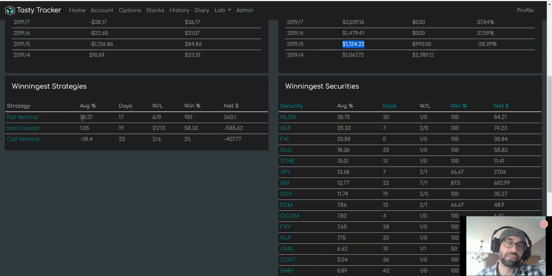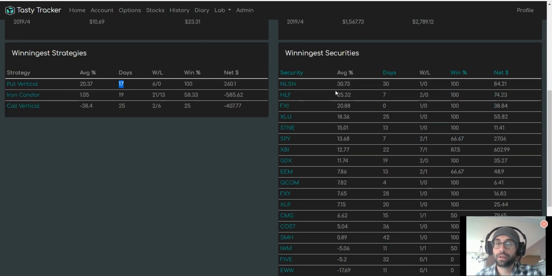So we have the average percentage that I take home, the average days for any trade for puts, the wins and losses. I've had 6 wins, which is pretty good, which is 100% and $260. If I click on put vertical, it'll take me to the history and show me all of the put verticals that I've put on.